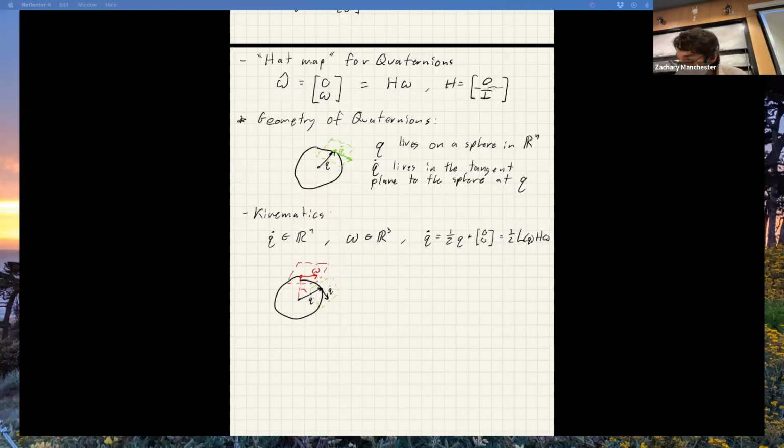And then the Q in this equation here is really taking omega from that North Pole tangent plane and multiplying it by Q to rotate it down to where your current Q is. That's going to give you the actual Q dot in the correct tangent plane, centered at the current Q. Does that make sense, everybody?